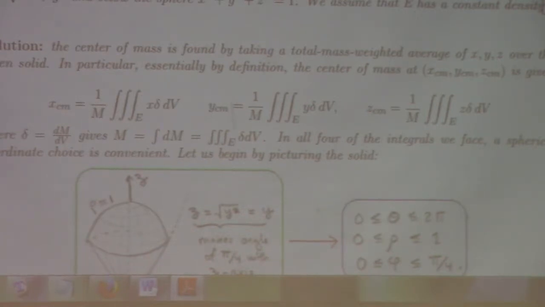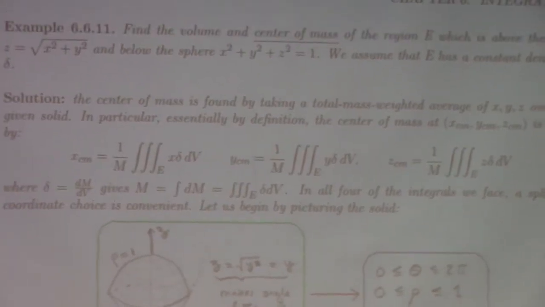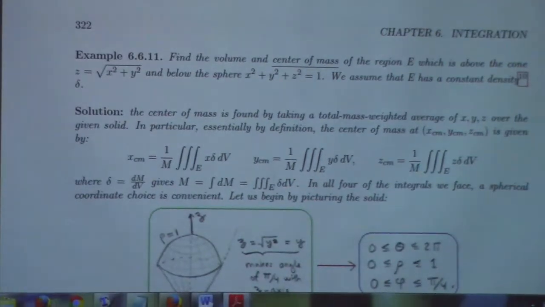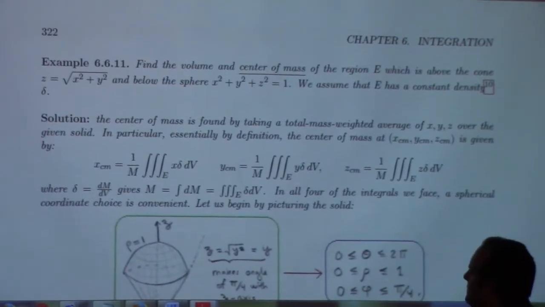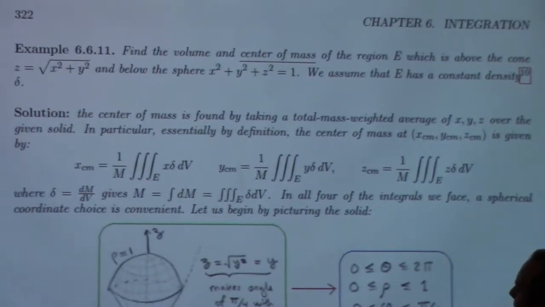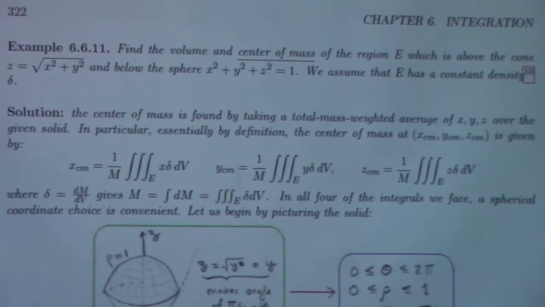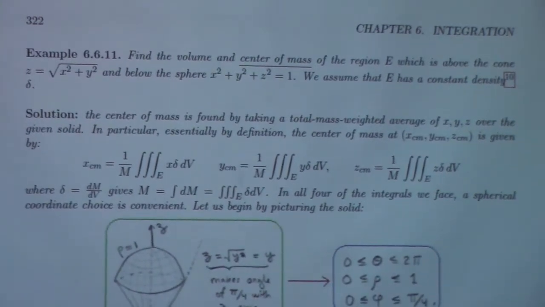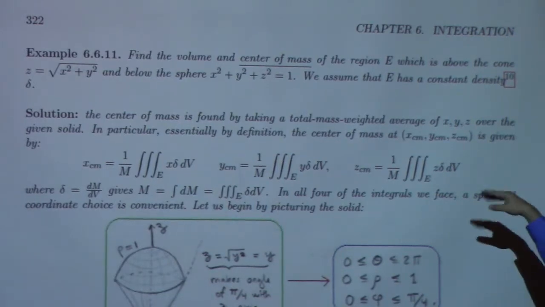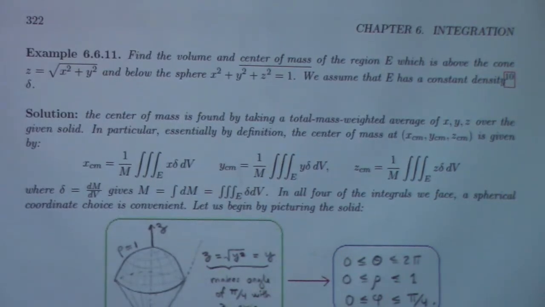So here's an example, example 6.6.11, where I have us calculate the volume and center of mass of region E, which is basically above the cone z equals the square root of x squared plus y squared, and below the sphere x squared plus y squared plus z squared equals 1. Basically, this is like a snow cone. So I want us to find the center of mass, of height 1 and 45 degrees.